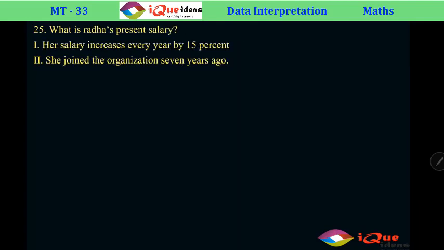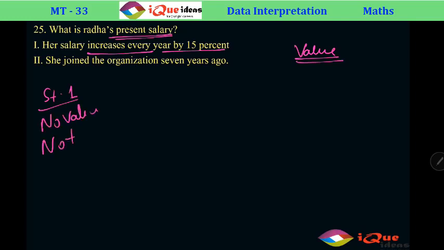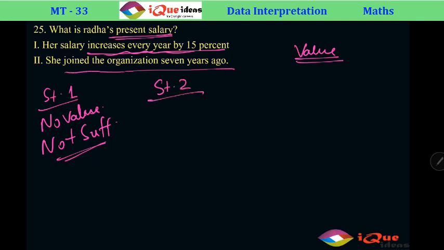Now this 25th question says, what is Radha's present salary? Okay, we need a unique value. Now statement 1 says her salary increases every year by 15%, but no value is given. So first statement alone is not sufficient. Please understand that it is not sufficient because no value is given. It is only a relation that is given, right? So if a value is given for any one of the years, we can find it for the other years. But here no value is given, so not sufficient. What about statement 2? She joined the organization 7 years ago. This has nothing to do with the value at all, right? So second alone also is not sufficient.